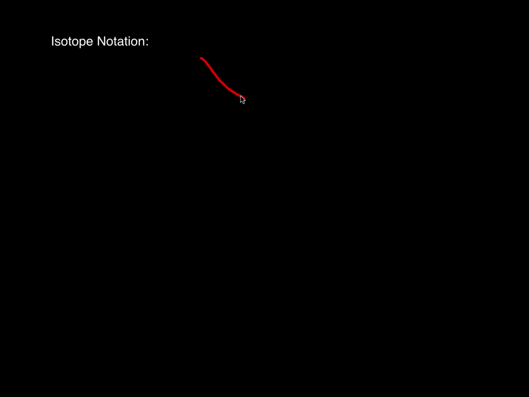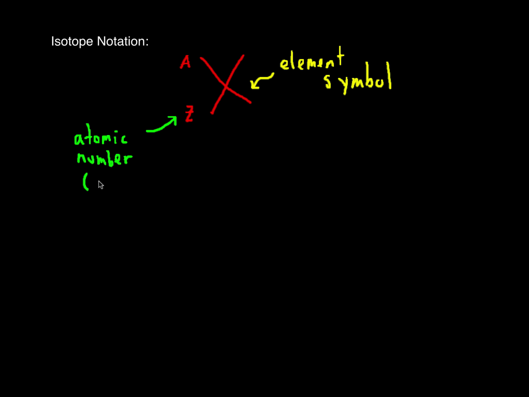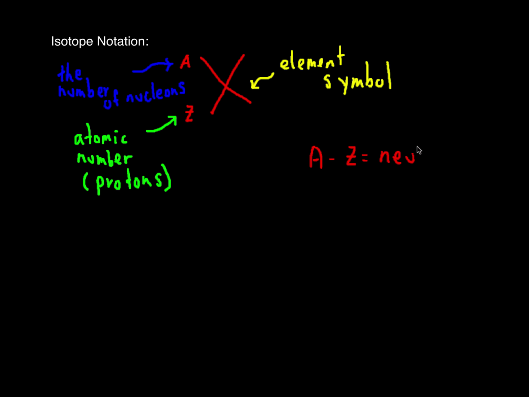The symbol for an isotope is written in the form A over Z X, where X represents the element symbol. Z is the atomic number. This is the number of protons found in the nucleus. And A is the total number of nucleons. Nucleons are the protons plus the neutrons. You'll notice that nowhere in the isotope notation is the number of neutrons listed. To find the number of neutrons, you subtract the atomic number from the number of nucleons.